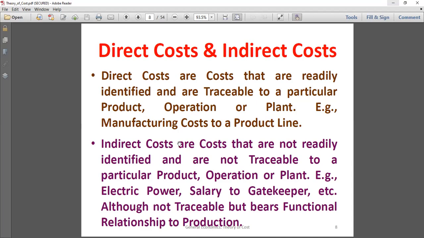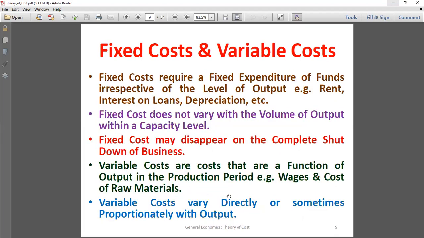You may have Zambia Sugar, for instance, which may incur costs like salaries to a gatekeeper. You know, Zambia Sugar also has clinics, salaries to nurses. The nurses are not directly related to production, but they're there to make sure that the workers are in shape, the health of the production manager is in shape. So the cost of paying the clinics is associated to an indirect cost.